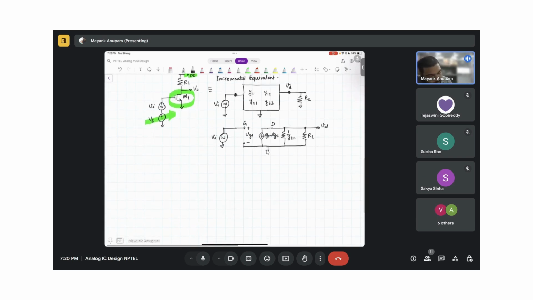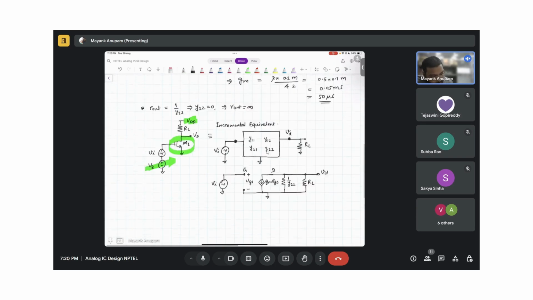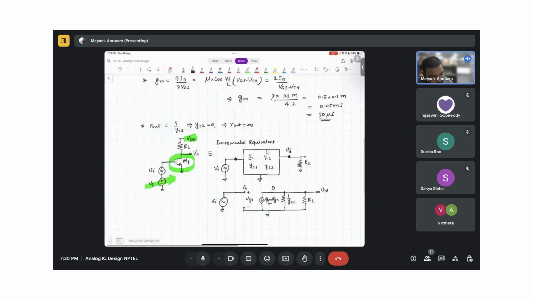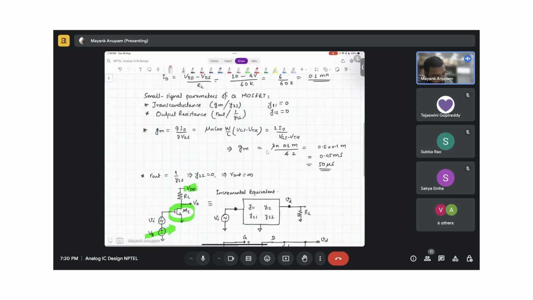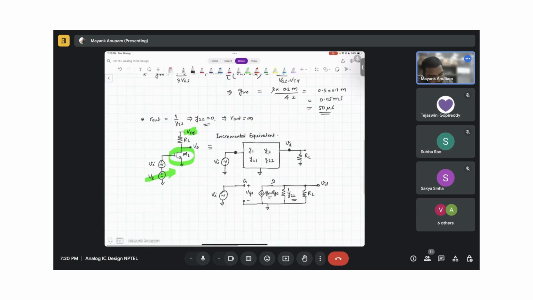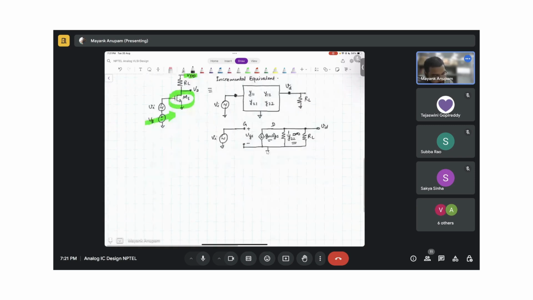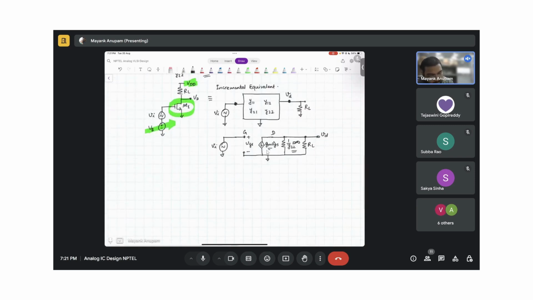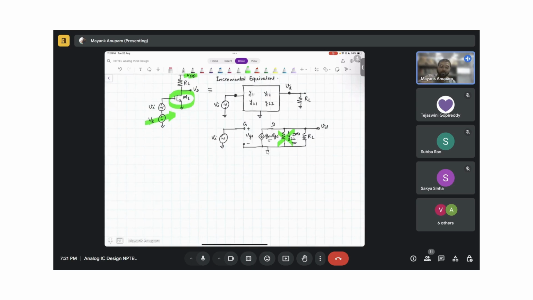Fine. So now tell me, what all things do we know? GM we know, we have already found out here. GM is 50 microsiemens, right? We also know Y22, right? Y22 is 0. So 1 over Y22 is how much? Infinity, isn't it? We know that. So any resistance which is infinity is as good as saying that it is open, right? There is infinite resistance, which means there is no connection. It is effectively open.